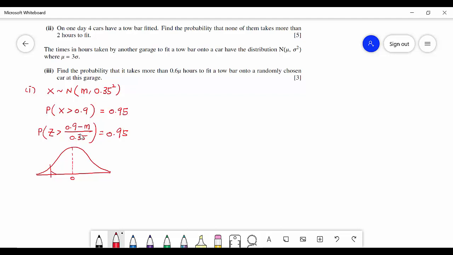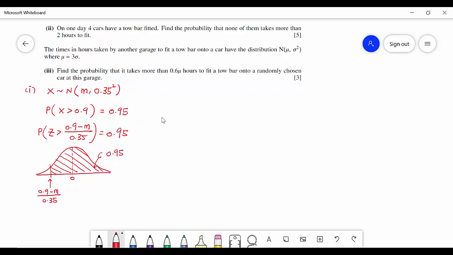Okay, and this whole area is 0.95. Therefore, what I want to do now is find out this value. So this value is actually (0.9 minus m) divided by 0.35. The greater sign here means that I shaded the area on the right hand side of this line, and it should be a large area, which is 0.95.